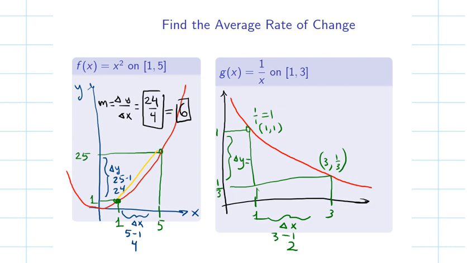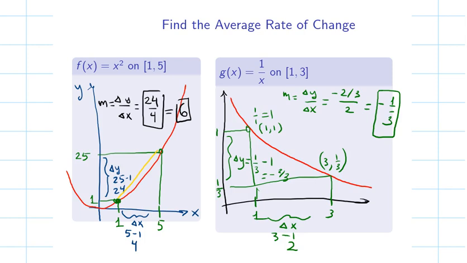And over here you can compute delta y. That's going to be the new y value, 1/3, minus the old one, 1, and the answer is going to be a negative number. That's negative 2/3. So the rate of change, delta y over delta x, is negative 2/3 over 2, and that simplifies to negative 1/3. Okay? I did some work with fractions. If you're having trouble with fractions, that's a good reason to make an appointment with the tutor.